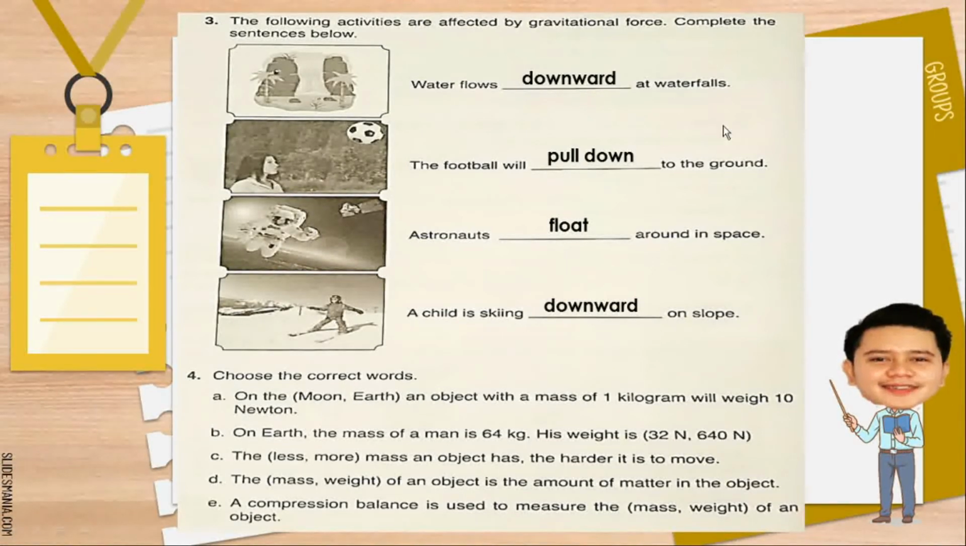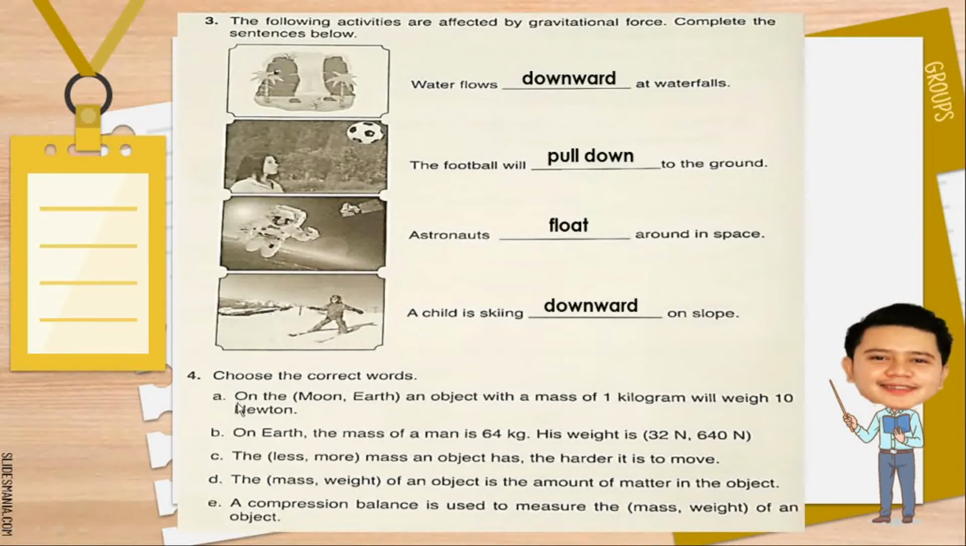So again, let us repeat all the sentences. Number 1, water flows downward at waterfalls. Number 2, the football will pull down to the ground. Number 3, astronauts float around in space. Next, a child is skiing downward on slope. And next, this one, choose the correct words. All you need to do is to underline the correct words.